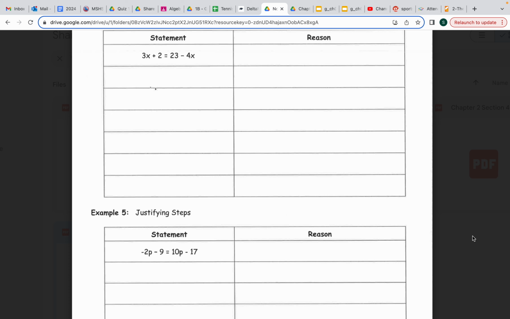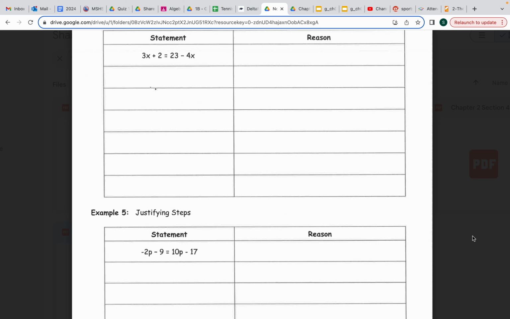All right, so let's go ahead and look at the board. Let's look at the first one, okay? So the first one, what should my reason be? Yeah, given, okay? That's always going to be our very first reason. We write whatever we are given. Whatever problem we are given, we just write that same exact thing down for our first statement, and our reason is given, okay?